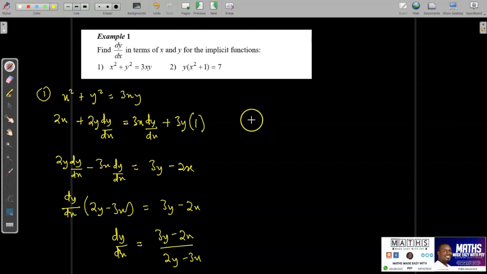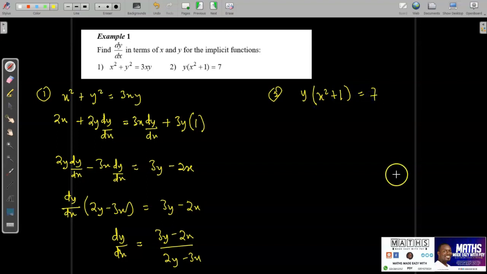Let's go to the next example. So we have number 2, y multiplying x squared plus 1 all equal to 7. Good. That's an interesting question. There are so many ways of going ahead solving this question, but as I said, there is no need of making any variable the subject. Maintain every expression as they are and then use your rules accordingly.